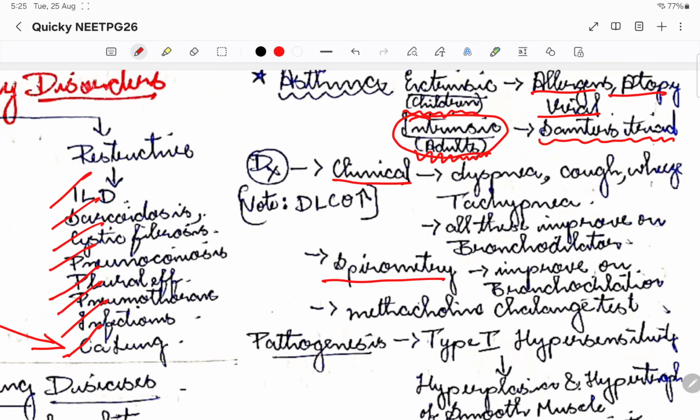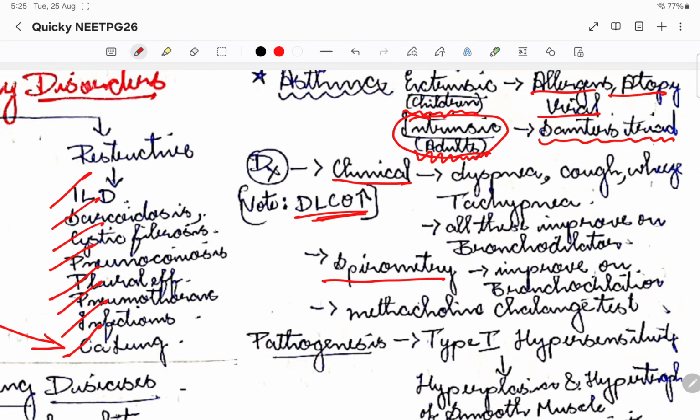Please note here that DLCO, the diffusion capacity of the lung for oxygen, is high in asthma. Whereas in all the obstructive lung diseases that we discussed, it was reduced, right? Because alveolar capillary damage would be there, that is why the DLCO would be reduced, especially in emphysema. Whereas in asthma DLCO will be raised. Please remember this extra edge point.